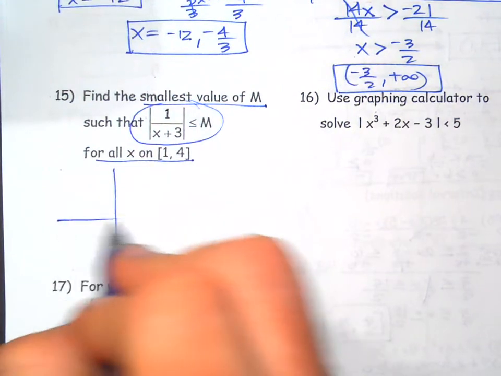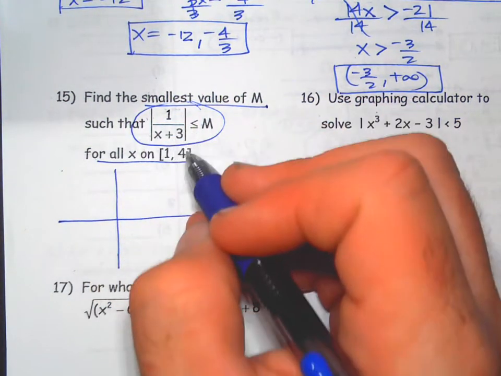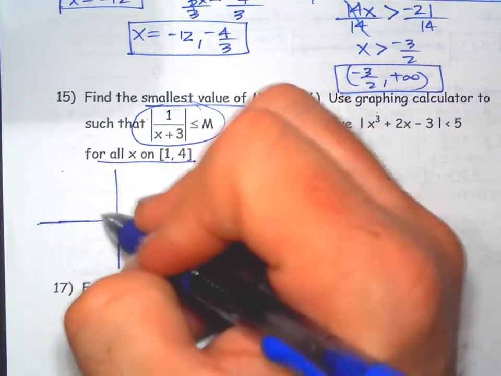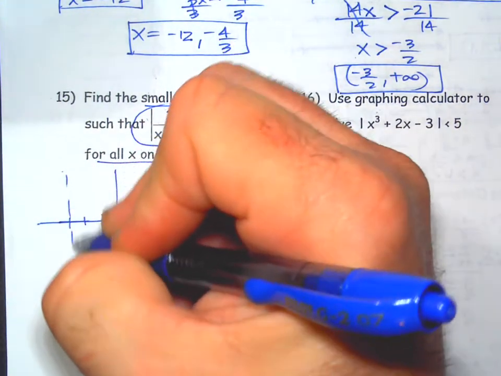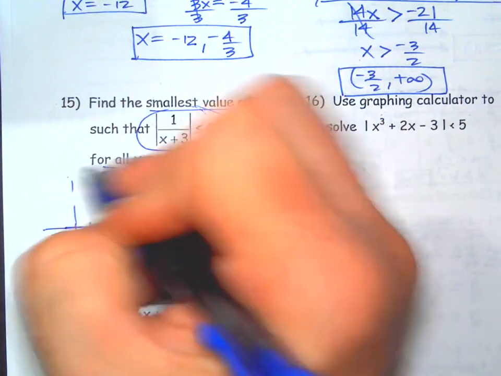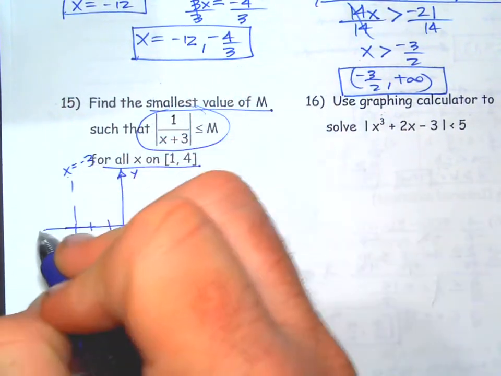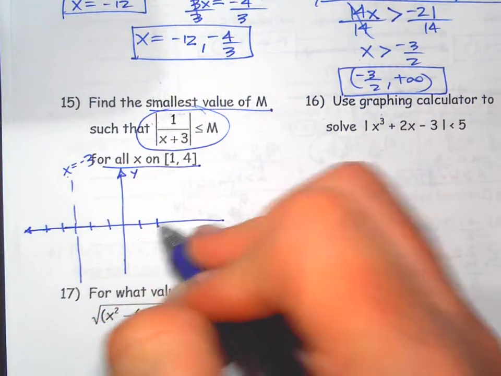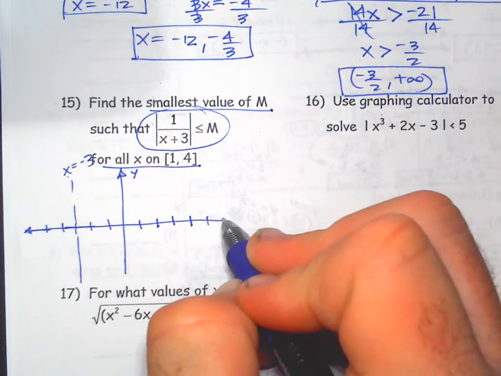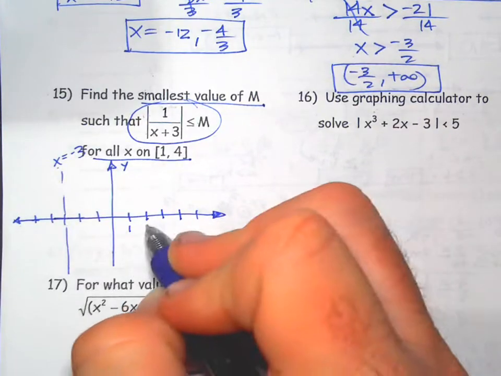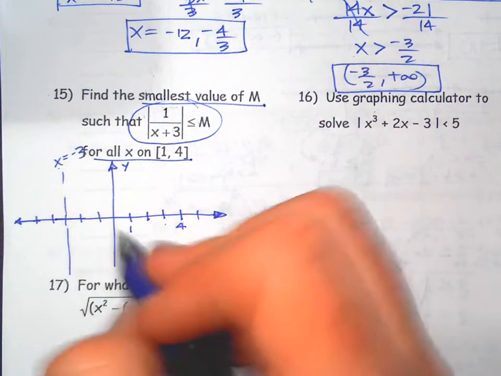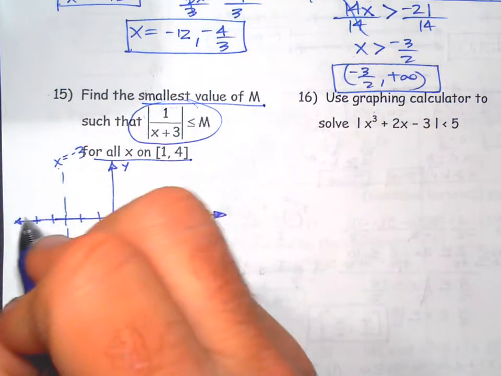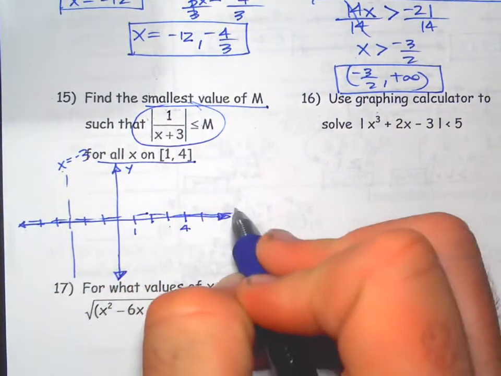So it would have x equals negative 3 as a vertical asymptote. 1, 2, 3. Right? x equals negative 3. So this is something we could do without a graphing calculator. But we're specifically looking at the graph over here from 1 to 4. 1, 2, 3, 4. Now, this graph also, as x gets really big, this gets tiny, goes to 0, so it has a horizontal asymptote y equals 0.